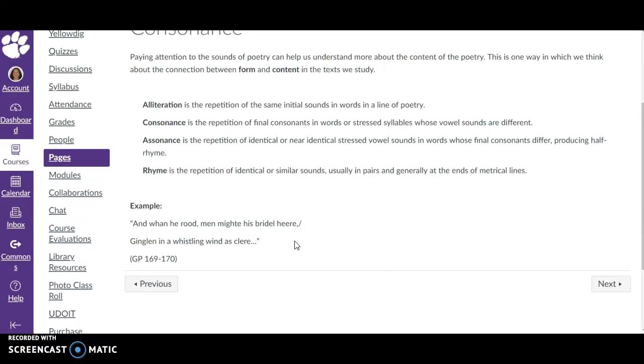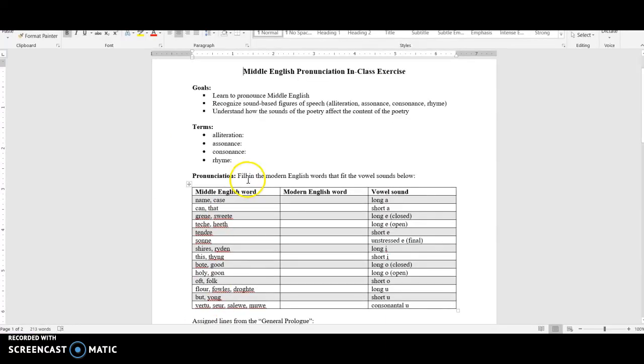So this is just one example of the way in which the form of the poetry that we're looking at, and in particular the sound of the poetry, can help us understand more about the content of those lines that we're looking at. And that's your goal in this pronunciation exercise.